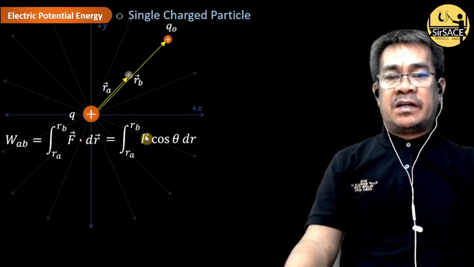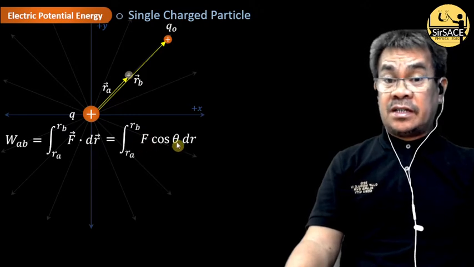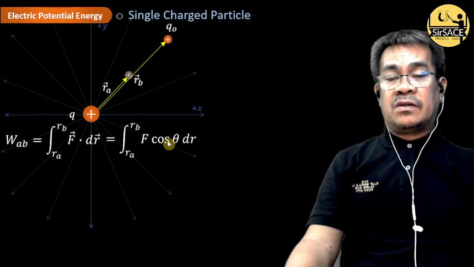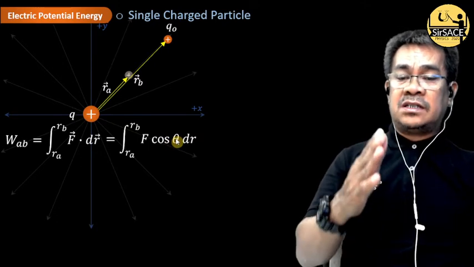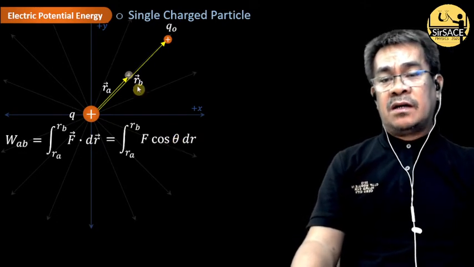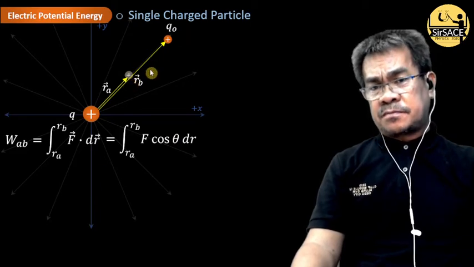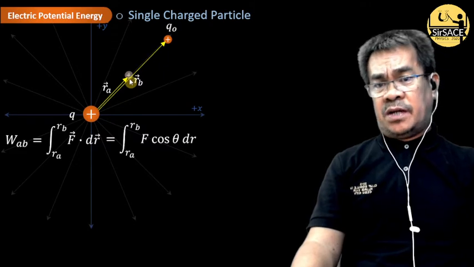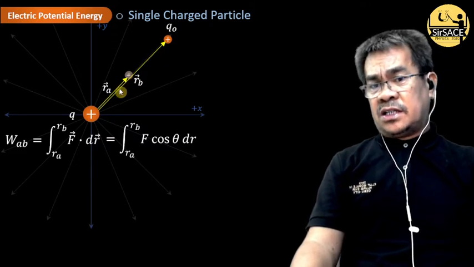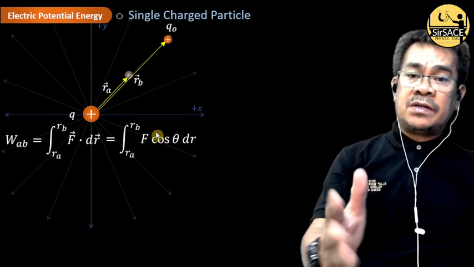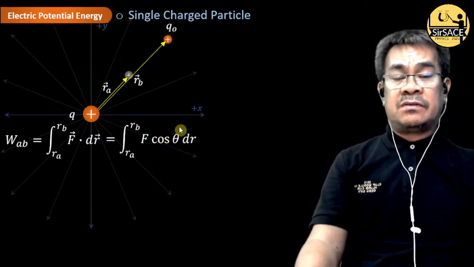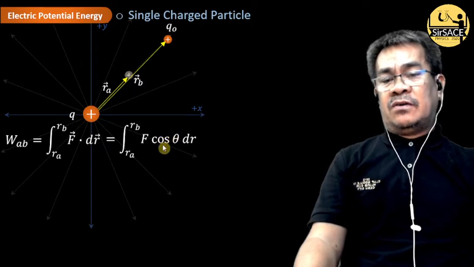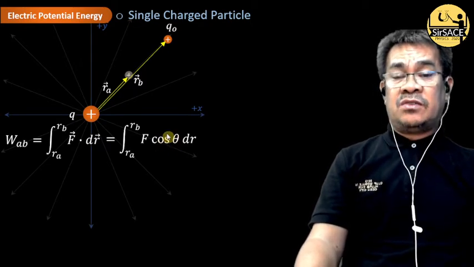We can evaluate this dot product by having the magnitude of the force and its displacement, and the cosine of the angle theta. Take note, the angle theta is the angle between the two vectors. Since the force tends to move away from the source charge and it displaces also in that line, it follows that the angle between the force and the displacement should be 0. So if we substitute 0 for the angle, the cosine of 0, remember, is 1.